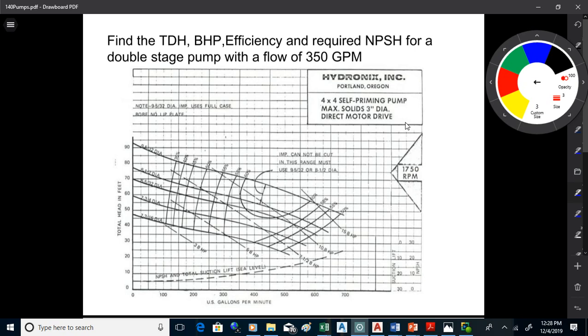And then I've got a question there on page 151. I have an older edition of the book, so let's be sure that what you have matches what I have. So for the hydronics pump curve with a 7 3/4 impeller, find the flow rate, brake horsepower, efficiency, and required NPSH when pumping against a head of 40 feet. Yep. Okay. Let's do that. Let's have a look at that.